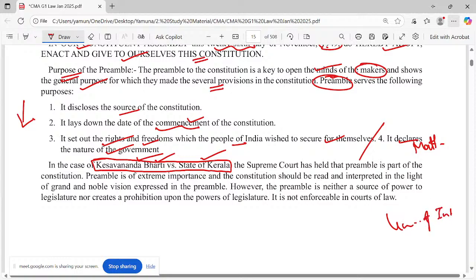So from the case title, you can tell whether the case was filed against the central government or the state government. It's mentioned as versus State of Kerala. So Kesavananda Bharati filed a case against the state, and the Supreme Court held that the preamble is a part of the constitution and has to be given extreme importance, and the constitution should be read and interpreted in the way you understand the full constitution. So preamble prevails, constitution prevails; if you see, only the constitution prevails.